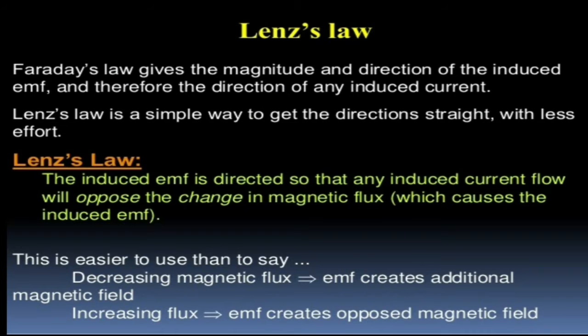We already discussed Faraday's law, which gives the magnitude and direction of the induced EMF and therefore the direction of induced current. But Lenz's law is a simple way to get the directions straight with less effort. According to Lenz's law, the induced EMF is directed so that any induced current flow will oppose the change in magnetic flux which causes the induced EMF.